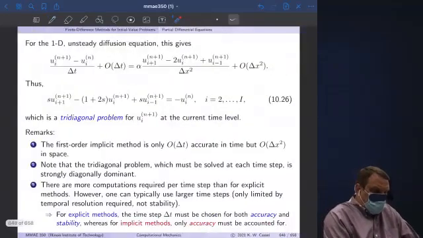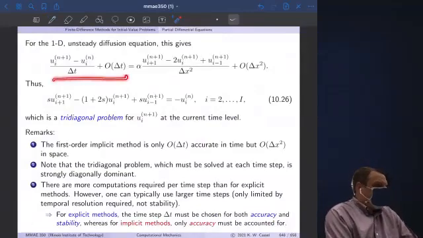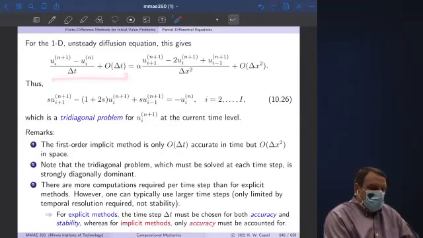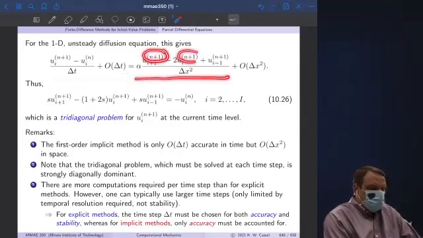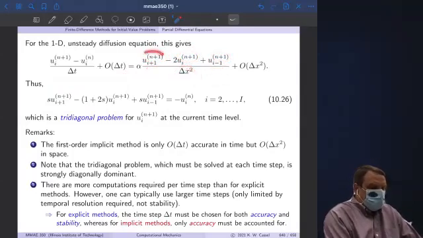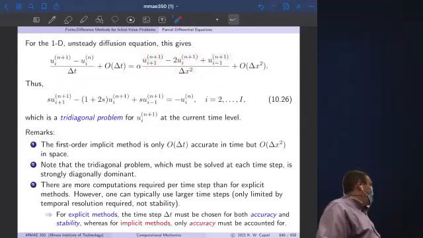So now the time derivative looks like this. This is our first order accurate backward difference, u_i^(n+1) minus u_i^n over delta t. Then we have our alpha times the second derivative, but now at the n plus first time level. So this is the same as before, u_(i+1) minus 2 u_i plus u_(i-1) over delta x squared. But instead of being at the nth time level, they're now at the n plus first time level.